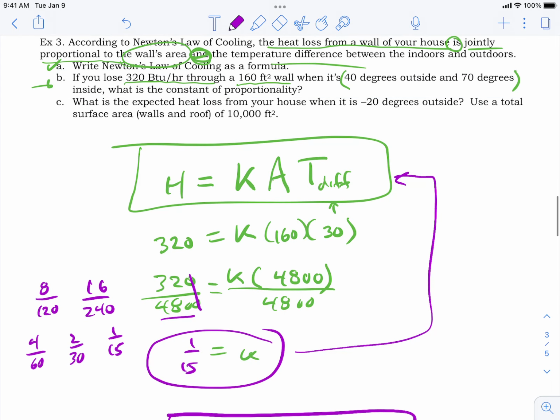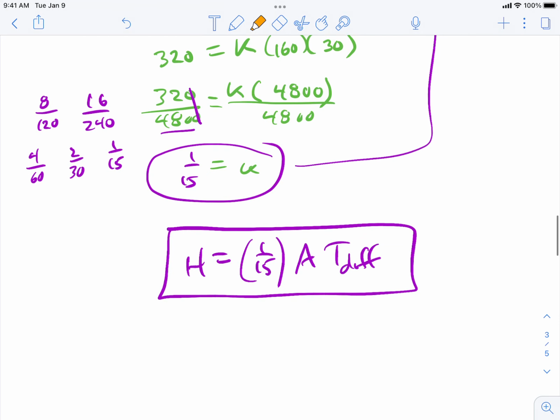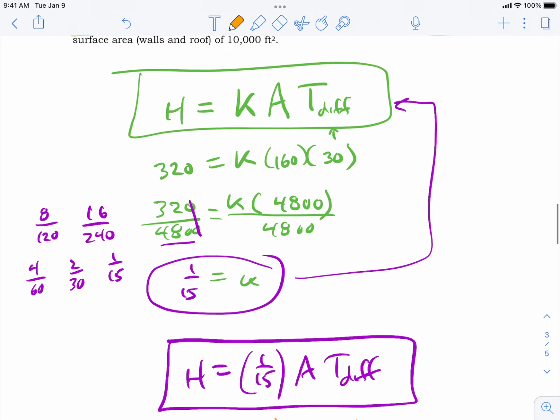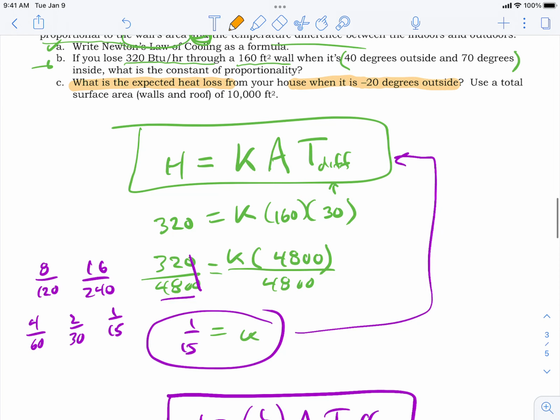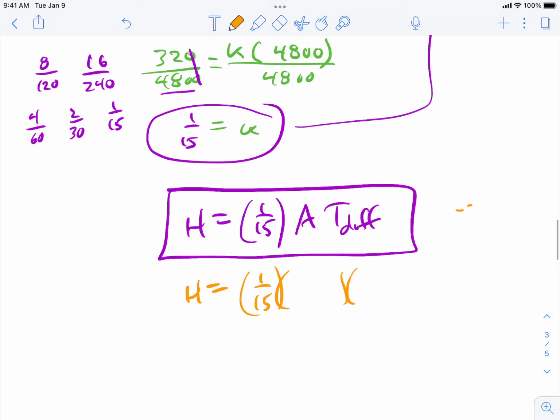Now we can use that formula to talk about the house some more. Like up here, what's it say? Let's get a different color. Up here it says, what is the expected heat loss? Find the H when it's 20 below outside. Okay, we're going to find the H. So when it's 20 below, you want to heat it up to 70, right? That's a temperature difference of 90 degrees. Holy cow. So you're going to heat your house up by 90 degrees. Yeah, that'll take a strong furnace to do that.